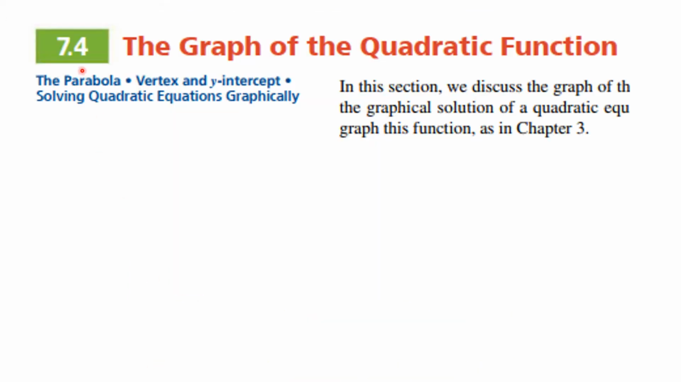Today we're studying section 6.4, the graph of the quadratic equation. It is also called a parabola. We'll talk about vertex, x, and even y-intercepts. And in your book they talk about solving this graphically, and those are not the kind of calculators we'll use, and so we'll do those problems differently.